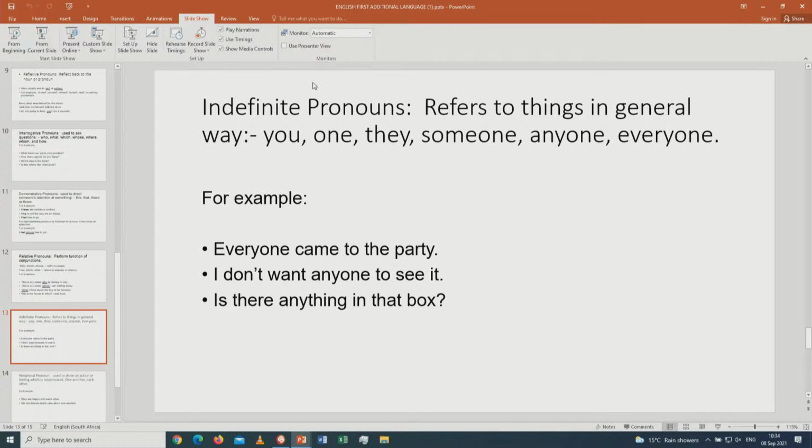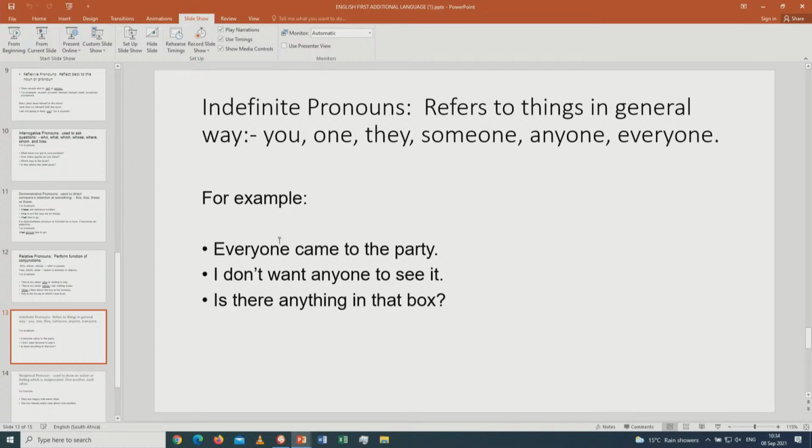Indefinite pronouns. Indefinite pronouns refer to things in a general way. Anything you refer to in general, not specifically. For example, you, one, they, someone, anyone, or everyone. You are speaking in a general way. You are not specific to whom you refer to or you are speaking to.